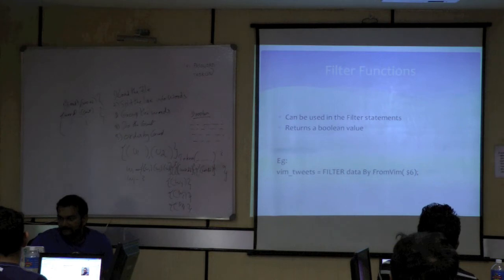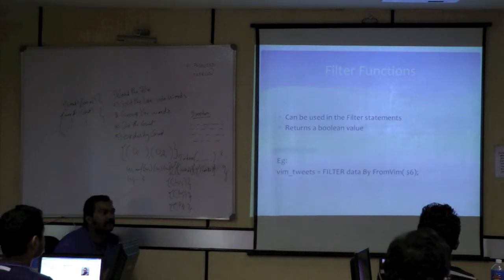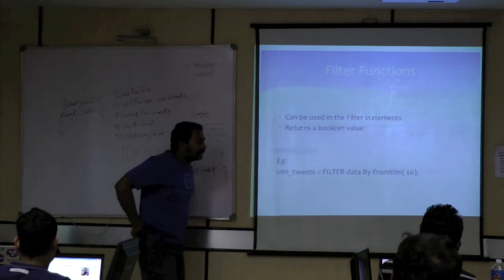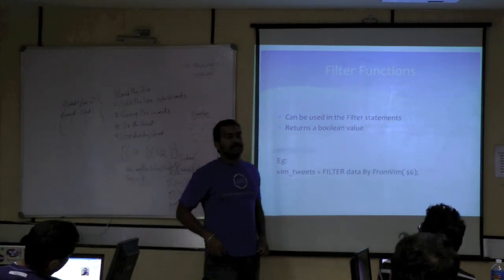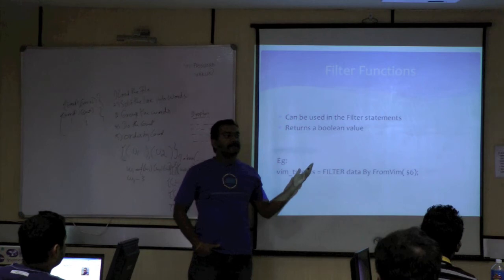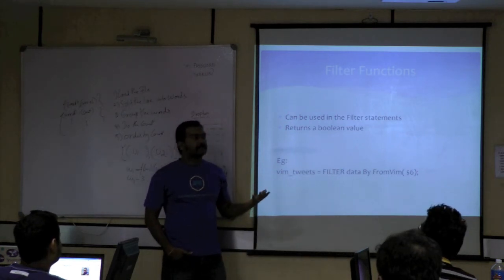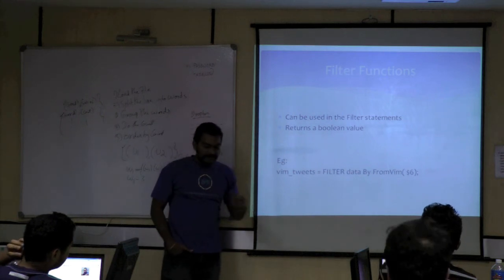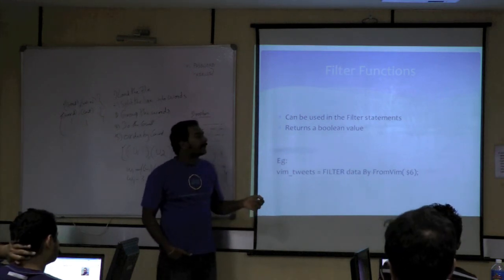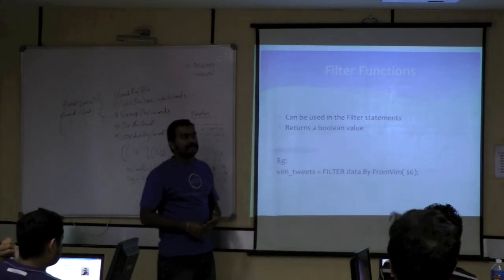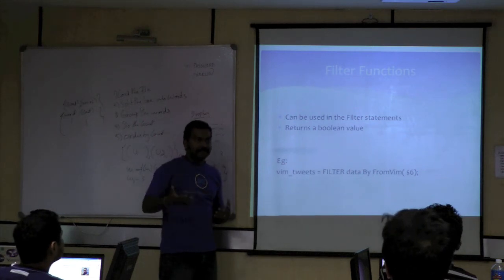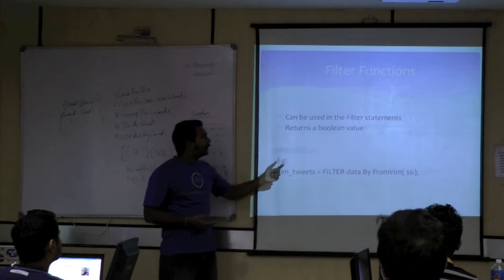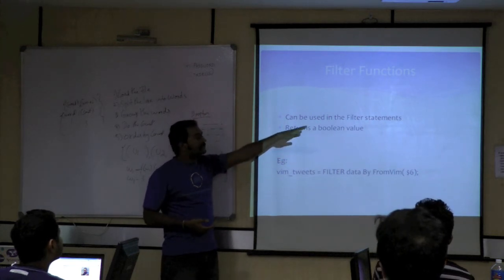So let's move on to the next slide. Next, we'll talk about filter functions. We talked about the eval function. What the eval function was doing is taking any input and giving any output, meaning any data type. What a filter function will do is take any data type like eval, but it will return a boolean. And these can be used in the filter statement.